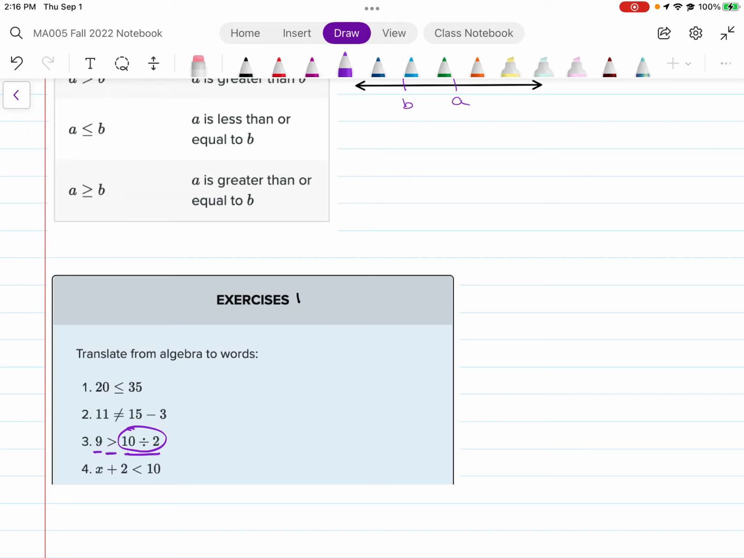This next one says x plus 2 is less than 10. We'll learn how to solve these, but it just means that some unknown number, some variable, we don't know what it is, plus 2 is going to be less than 10. Less than 10, okay?